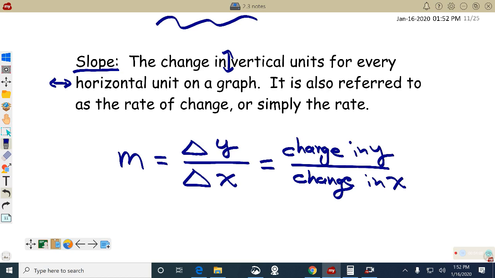By the way, it's also referred to as a rate. So slope is a rate, the rate is a slope. They mean the same thing in math. Allow me to elaborate.